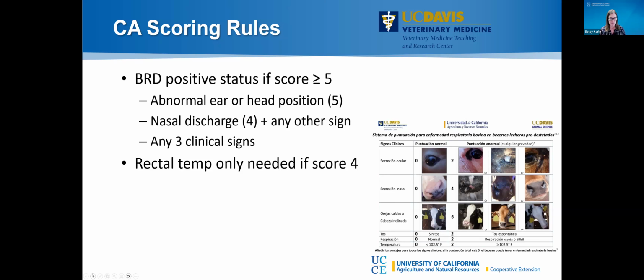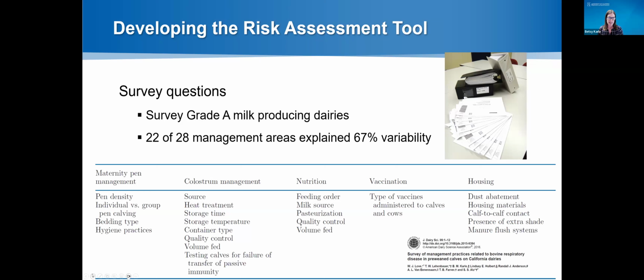So with that being kind of a foundation for the work, one of the first research activities that we did with the dairy producers was sending out a survey. And we looked at 28 different management areas and found that 22 of those that are listed here on the slide were responsible for the vast majority, almost 70% of the variability in the responses that we received. And so those are the areas that we focused our research on.